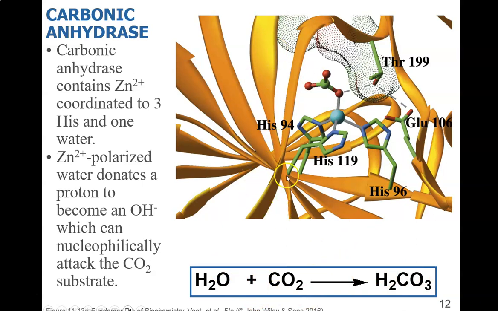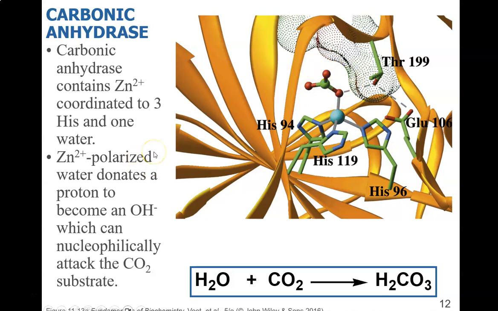It has these cool beta sheets right here. This sort of cyan blue color right here, that's the zinc. And it's covalently attached to 3 histidines. And here, they're not using CPK coloring, but the carbon is green, and then there are 3 oxygens. So this is a bicarbonate right here bonded to the active site.